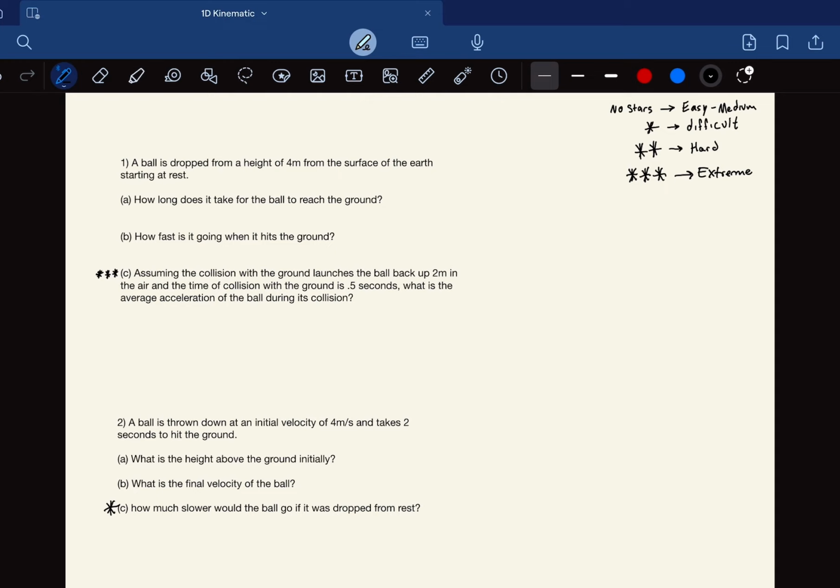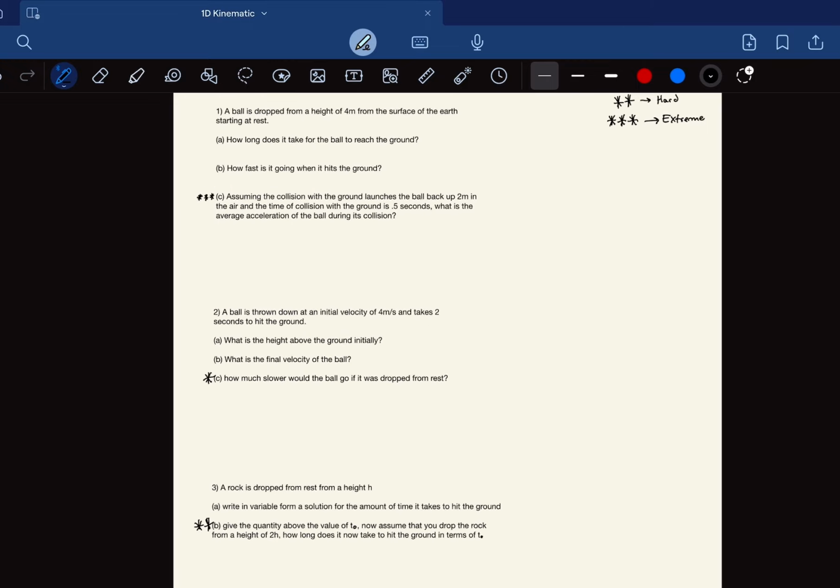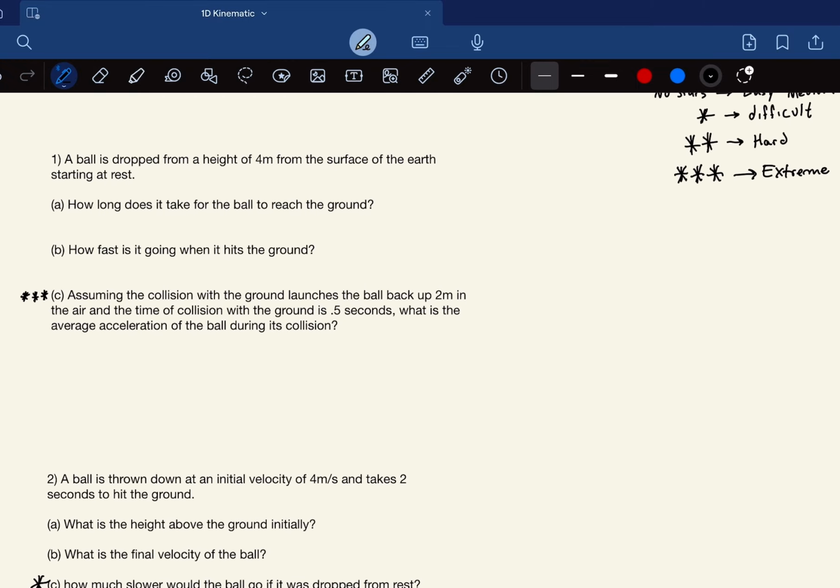I think it's better. I will link a PDF to this in the description down below, or you could take a screenshot. I don't think anybody's going to want to take a screenshot, or you could just write this out down on a paper and go along with it as I go.